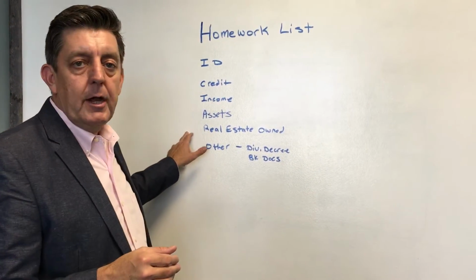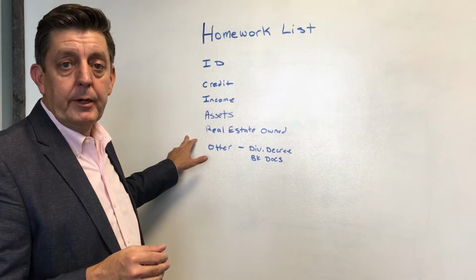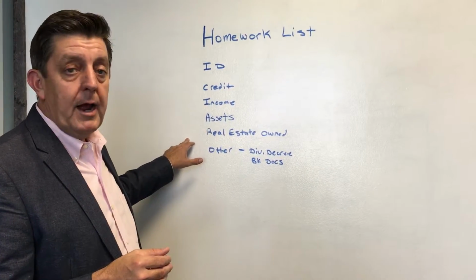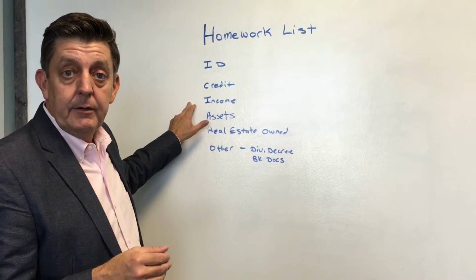Next is real estate owned. Now, if you have rental property or more than one house, if you have rental property, it'll be on your Schedule E on your taxes.